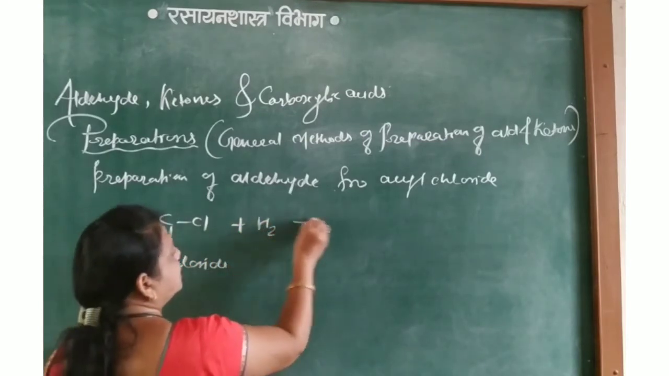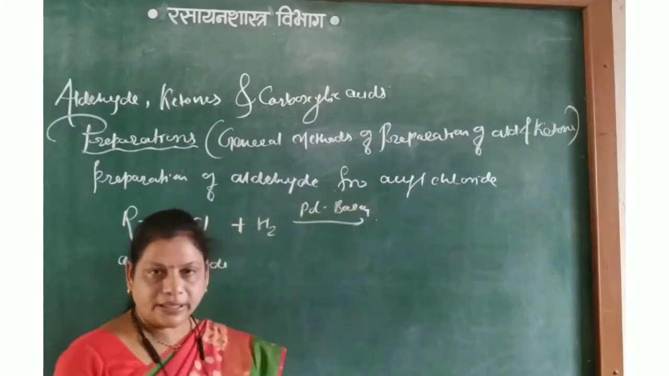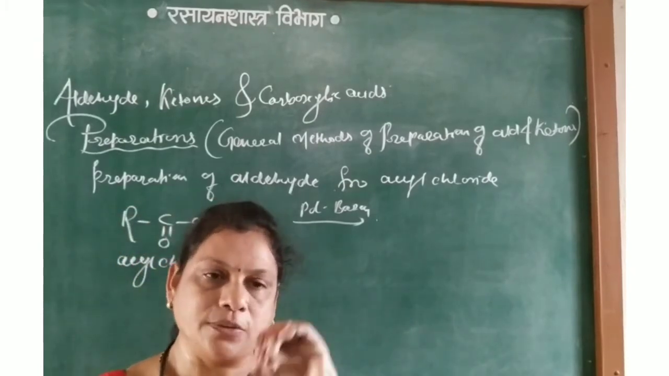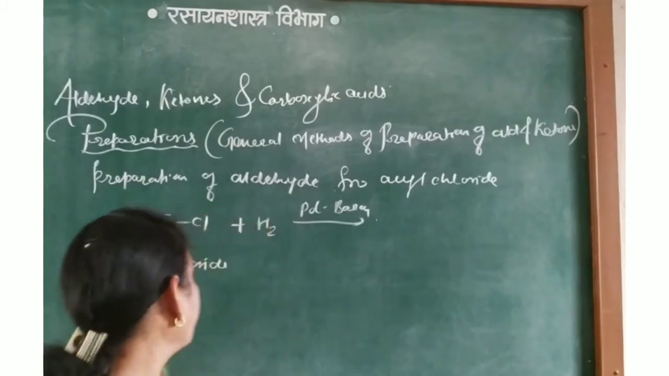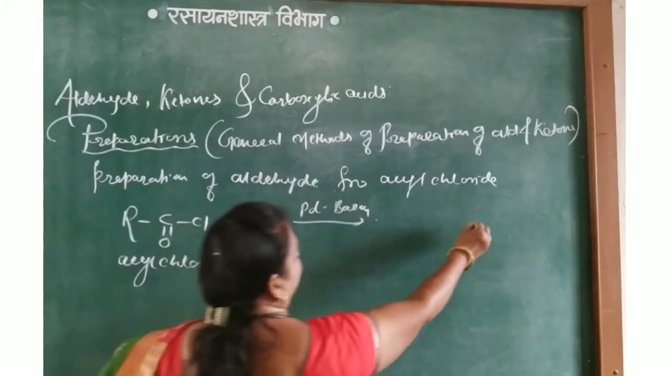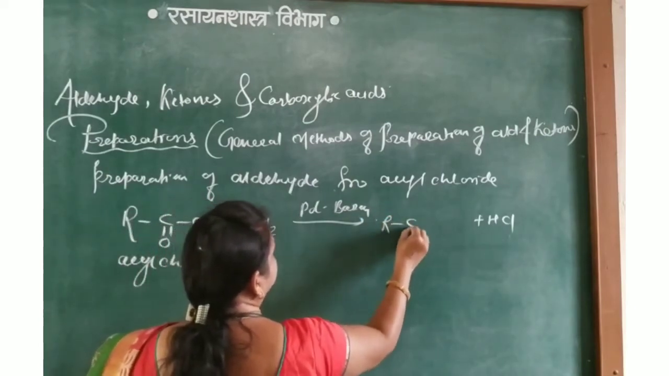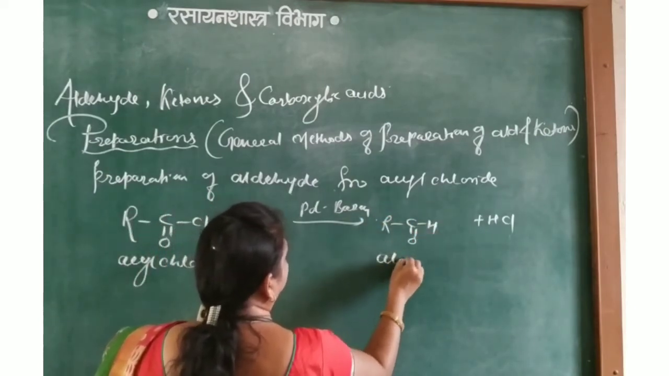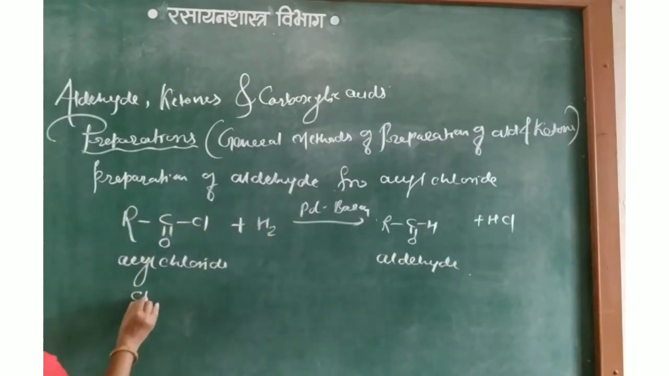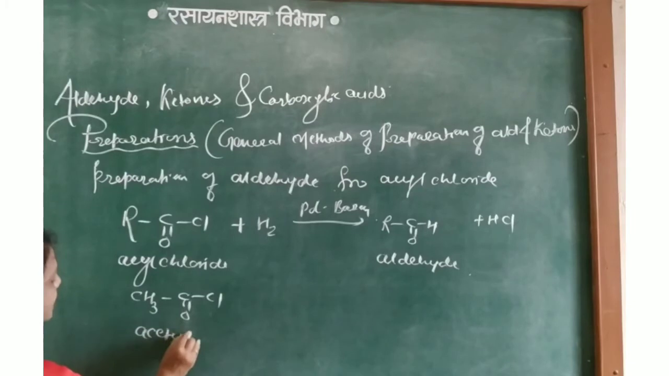On hydrogenation in presence of palladium with BaSO4, or with nickel or any catalyst which is used in hydrogenation. Okay. So here RCOCl plus H2, one H combines with Cl to form HCl. Then H combines here to form RC double bond OH, the corresponding aldehyde. Okay. For example, acetyl chloride, CH3 C double bond OCl. This is acetyl chloride.